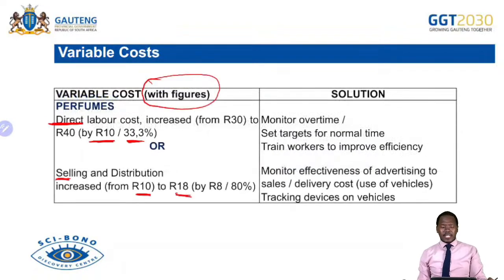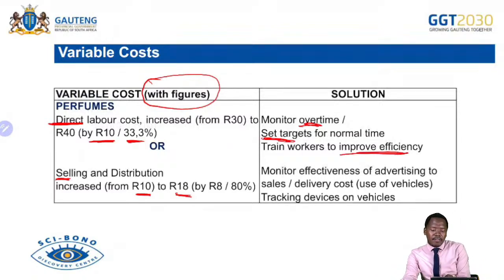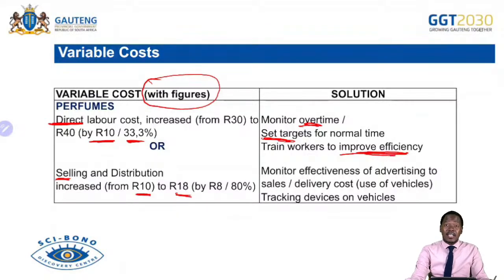Right. Now, moving on, what is the solution for the increase in direct labor? For me to ensure that it doesn't increase again, I'm going to monitor overtime. Maybe they've used so much overtime and they are not working during their normal hours. And then I will also set targets. How do I set targets? I will say by end of the week, you should have produced 20 tables. And then I train workers also to improve efficiency. Some workers are just playing around. Some workers are working, but they're having challenges. So I will train them to ensure that they are efficient and productive.